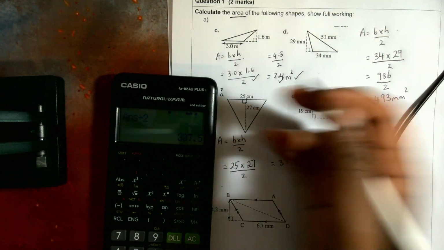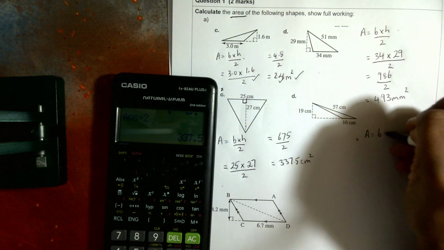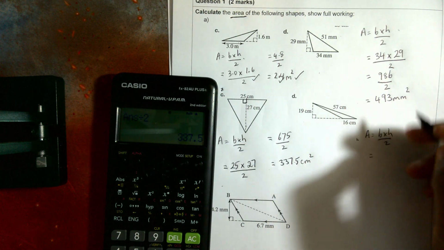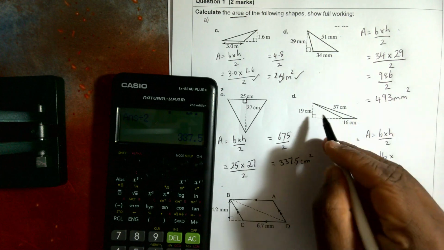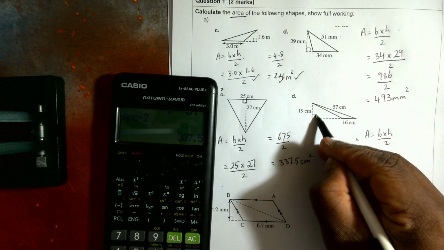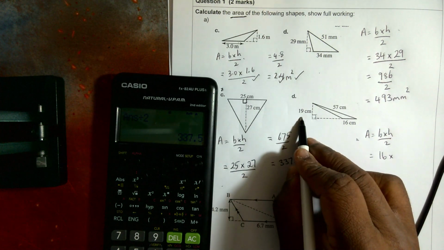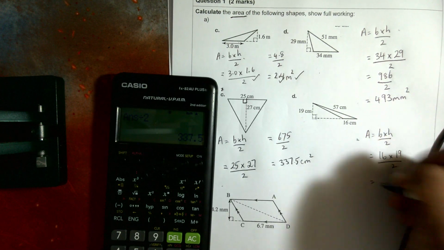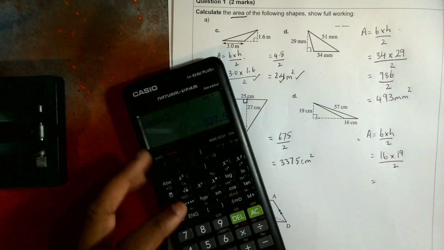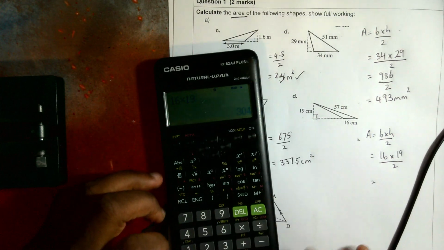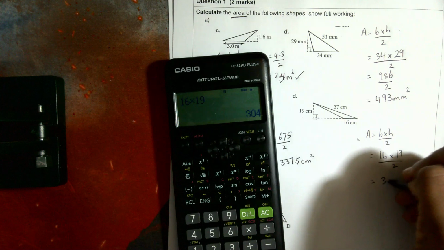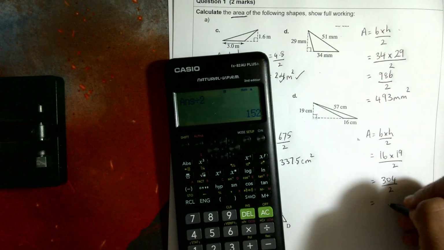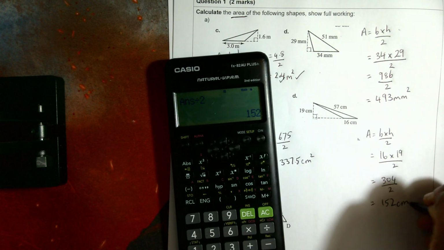And then last one, again, base times height divided by 2. Your base is 16. Your height, again, is the height at a right angle for a triangle, so that height there, 19, divide 2. So we're going to do 16 times 19, which gives us 304. We're going to divide that answer by 2. That gives us 152 centimeters squared.